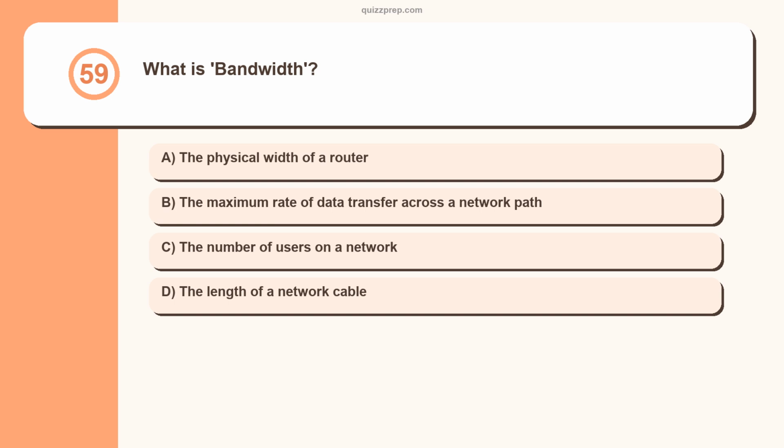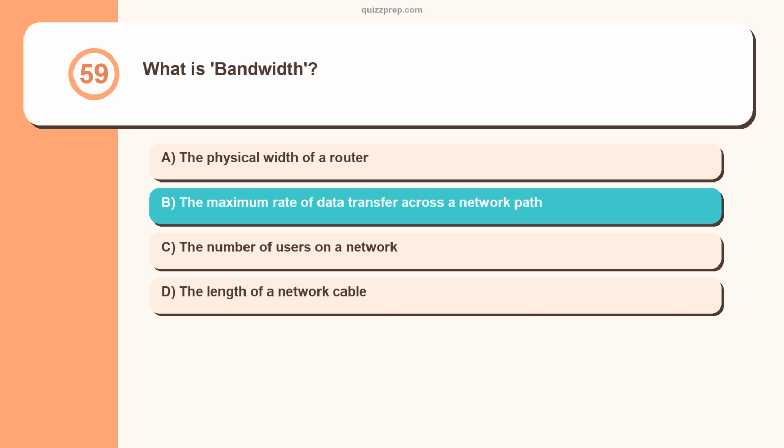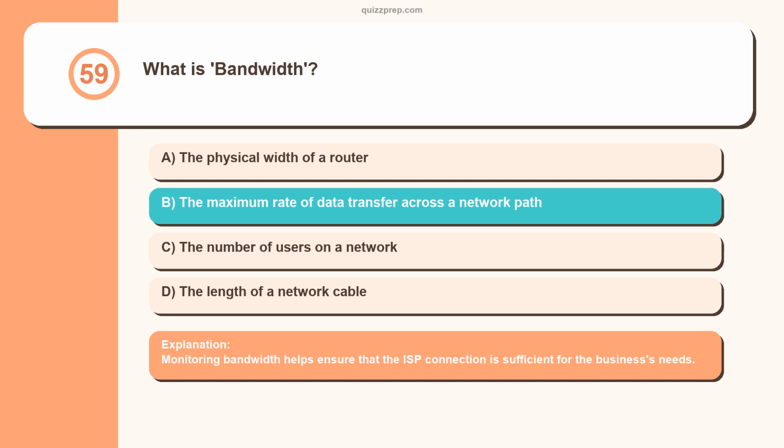Question 59. What is bandwidth? The physical width of a router. The maximum rate of data transfer across a network path. The number of users on a network. The length of a network cable. Monitoring bandwidth helps ensure that the ISP connection is sufficient for the business's needs.